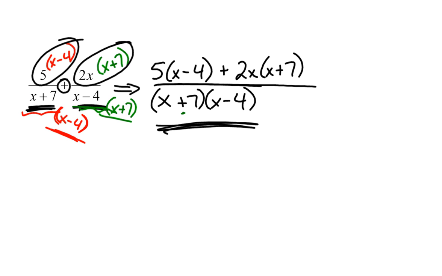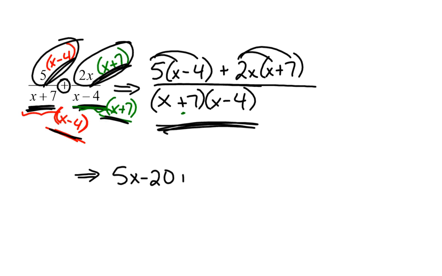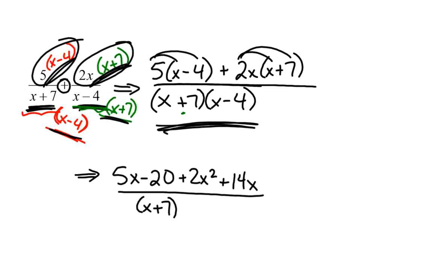Figured out my common denominator, added those parts to the other denominators, but maintained equivalence by multiplying my numerators by what was changed in the denominators. So now I have to finish my numerator work. I need to expand, and in this case, it's nice. It's just distribution. I have no FOIL happening. We end up with 5x minus 20 plus 2x squared plus 14x. And all of that is over my denominator of x plus 7, x minus 4.